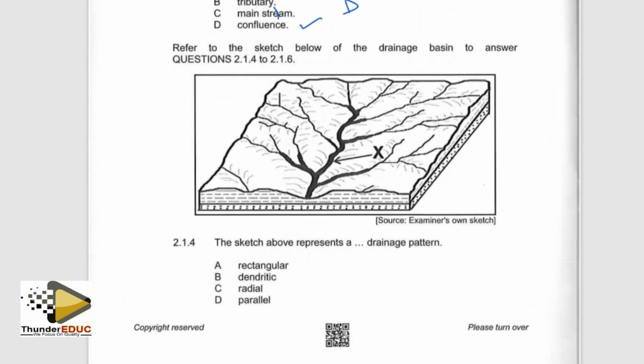Next question, refer to the sketch below and answer the questions. First question: which kind of drainage pattern is represented here? You can see that it looks like the branches of a tree, which forms a dendritic pattern. So that becomes B.